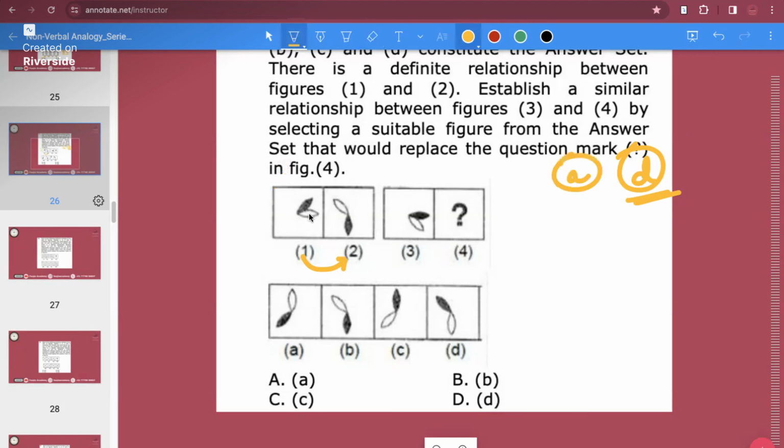Your shaded one is moving 135 degree clockwise. So let's move the shaded one 135 degree clockwise. So the orientation of the shaded one will be here. Only this option, but let's check with the unshaded leaf as well. It is moving 135 degree anti-clockwise. So if it moves anti-clockwise, the orientation of the unshaded one will be here. Where do we have such an option? A. Cool, guys.